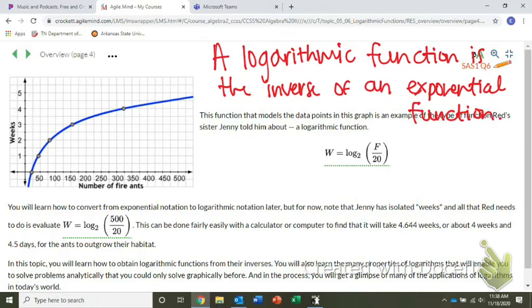What does the word inverse mean? The opposite, okay? So think back to topic 2 when we did inverses. In order to find the inverse of something, you have to do what to your x and y values? You have to change them. You have to swap them, okay?